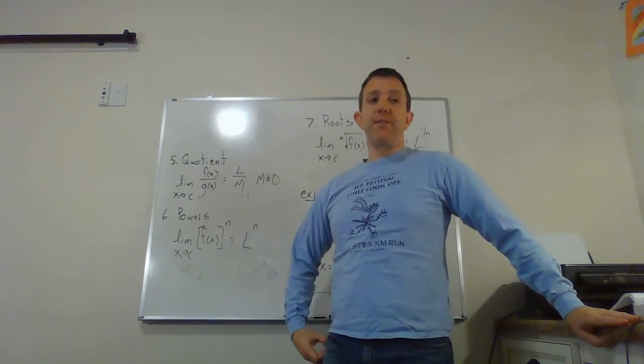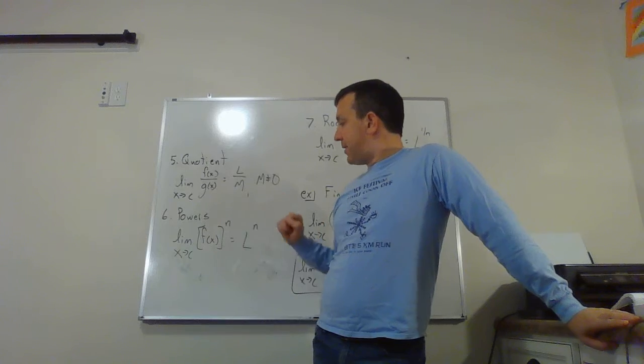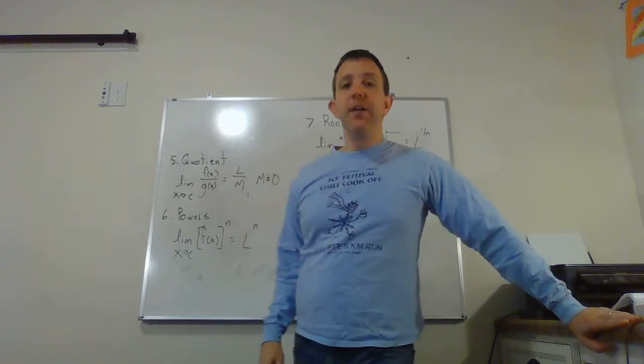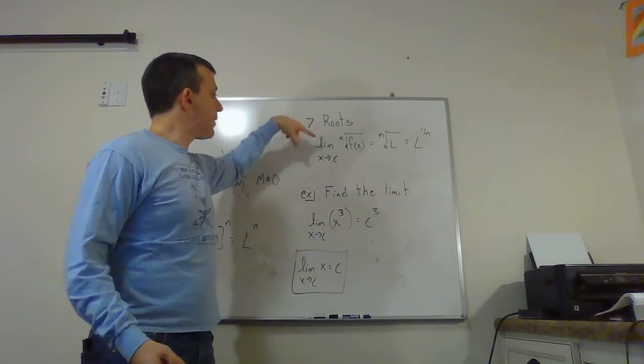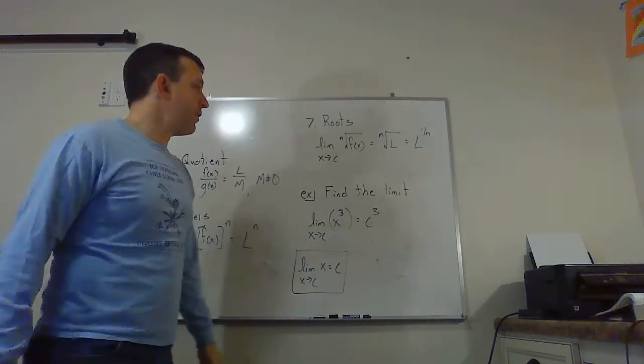Powers: the limit as x approaches c of f of x raised to the nth power is the limit to the nth power, and there is one more. Roots: the limit as x approaches c of the nth root of a function is just the nth root of the limit.